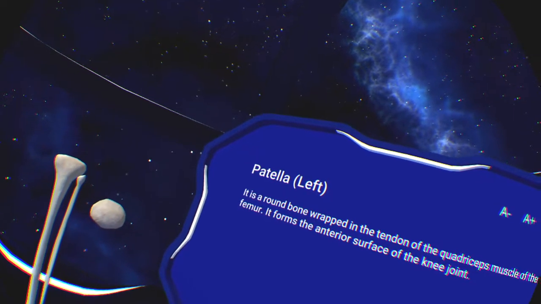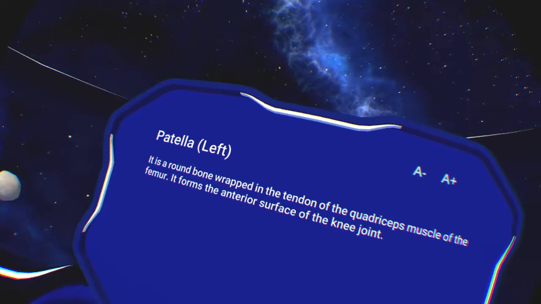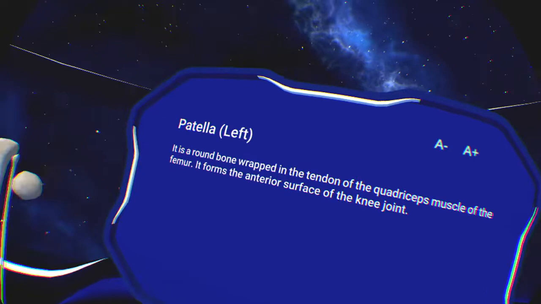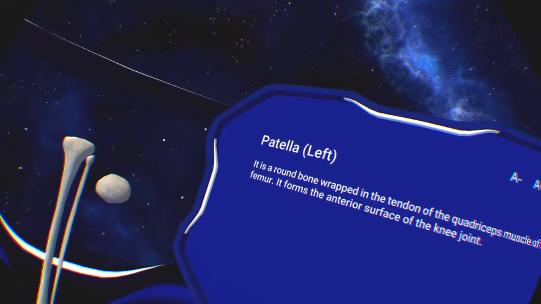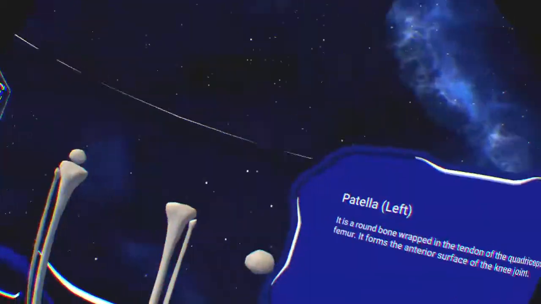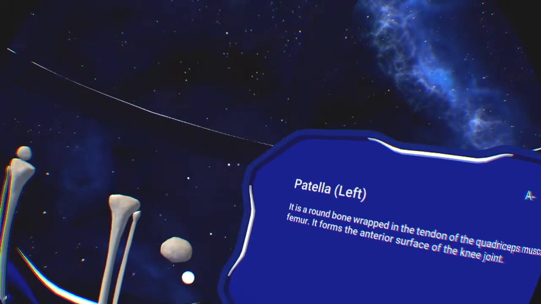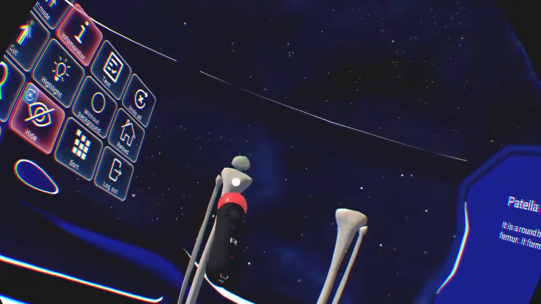It is a round bone wrapped in the tendon of the quadricep muscles of the femur. Got it? Got its name? Okay. Bye-bye, patella.